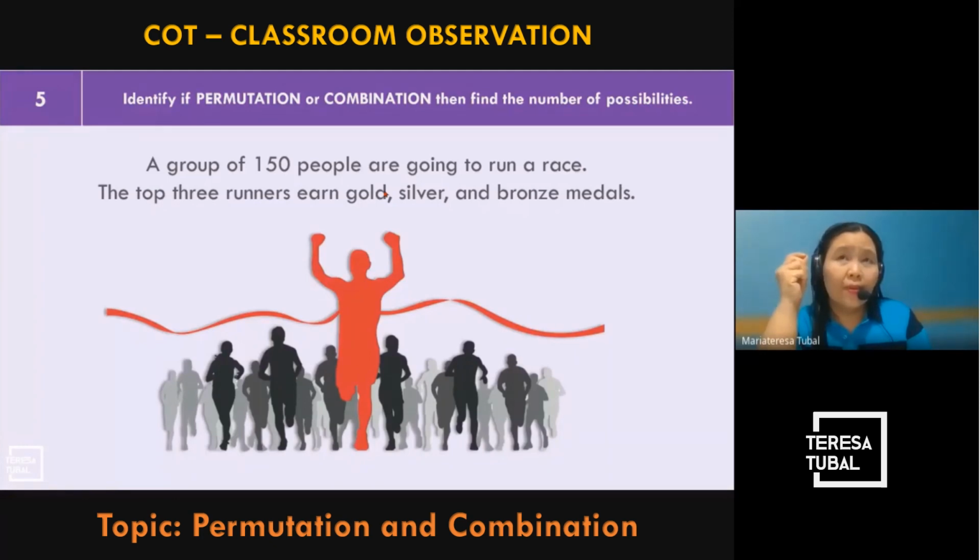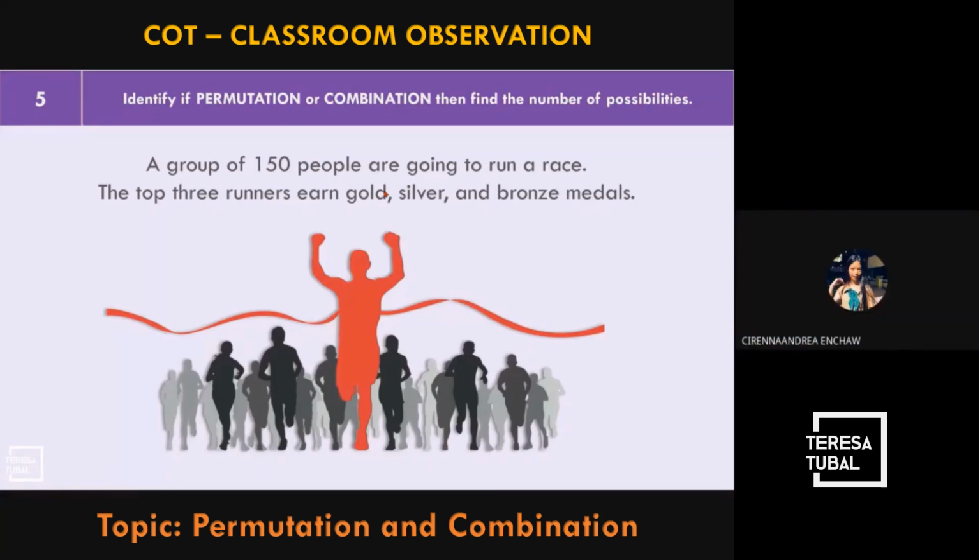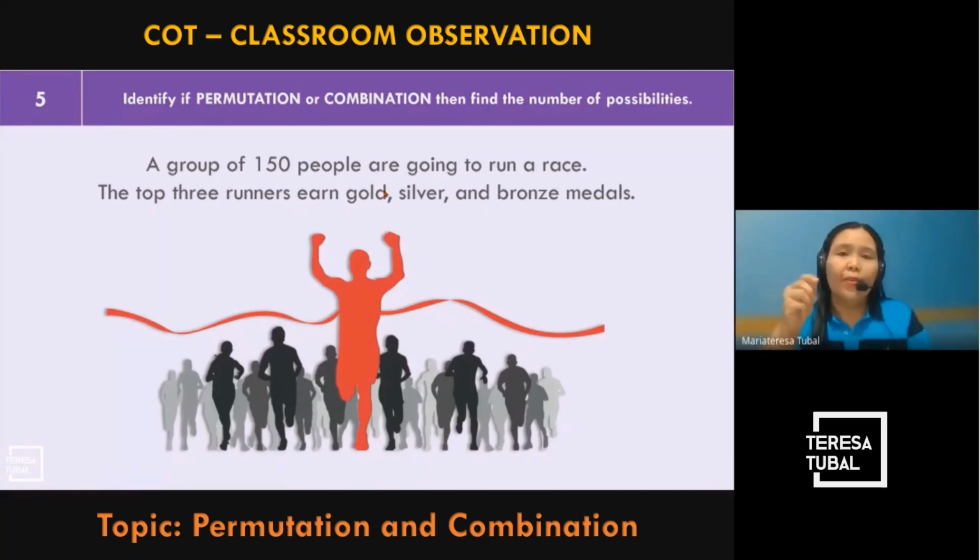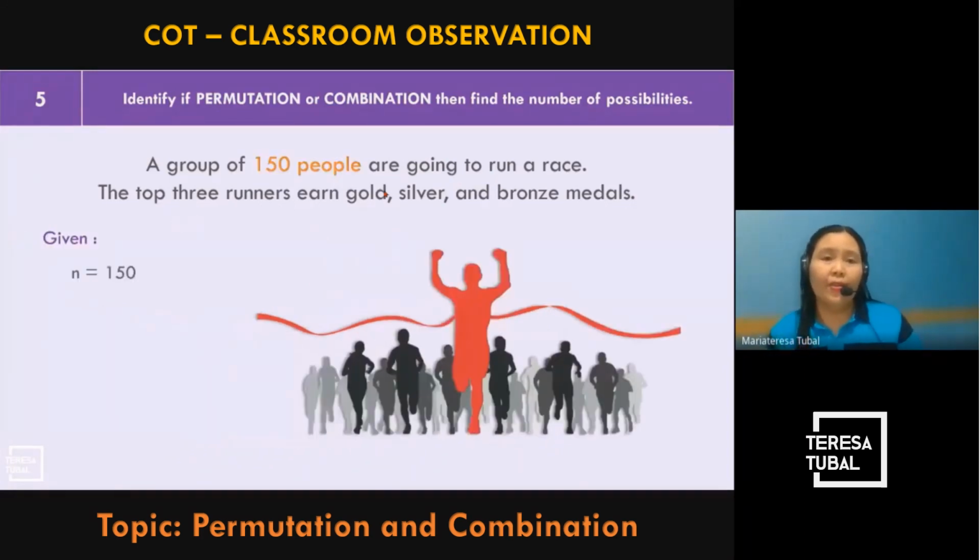Chow? Paano nakuha yung R? That is equal to 3? Yung sa gold, silver, and bronze. Okay, very good. So, yung gold, silver, and bronze, that is equal to 3. And then the value of N, that is equal to 150.